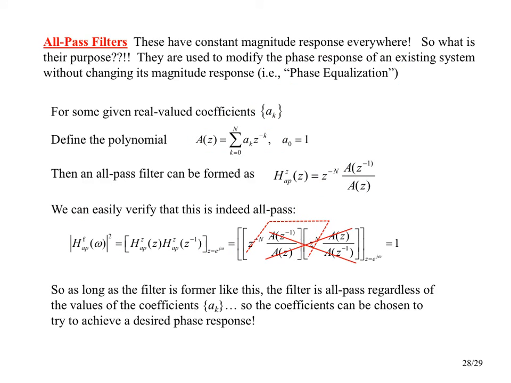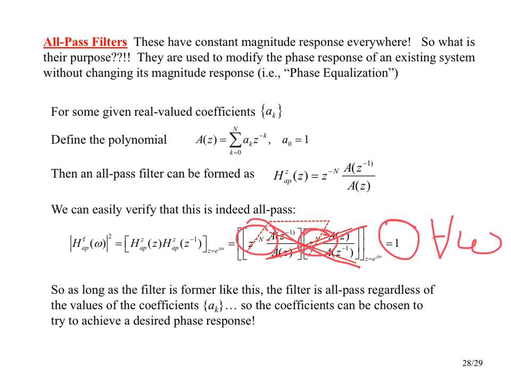So then we can see that we've got an A of z inverse in the numerator and an A of z inverse in the denominator, and so those cancel. Likewise, an A of z cancels, and likewise a z to the minus n times a z to the n cancels. Everything cancels, so we're left with 1 for all omega. The mathematical symbol is an upside down A, for all omega.